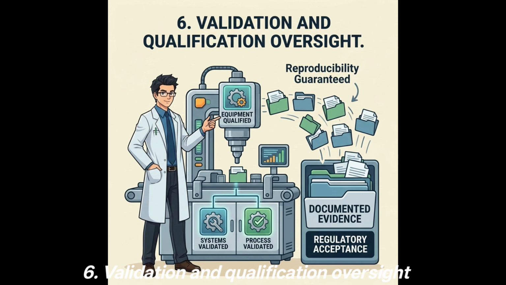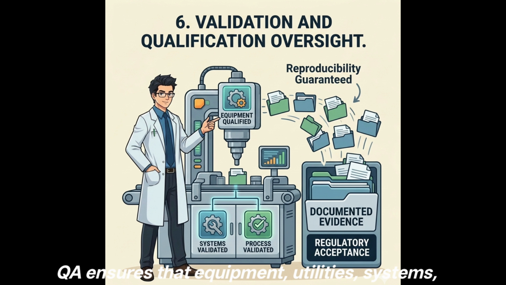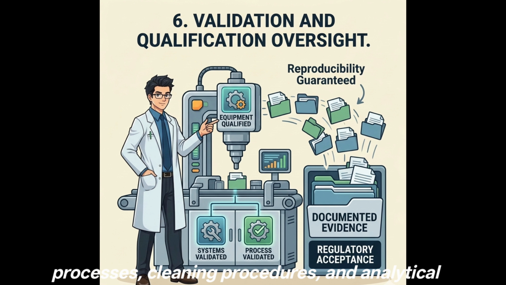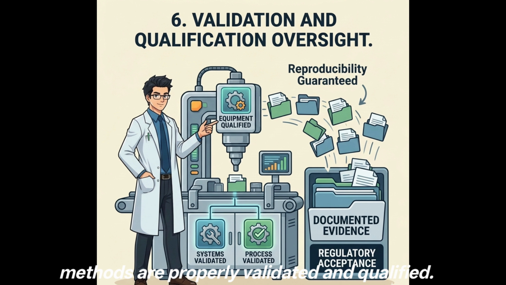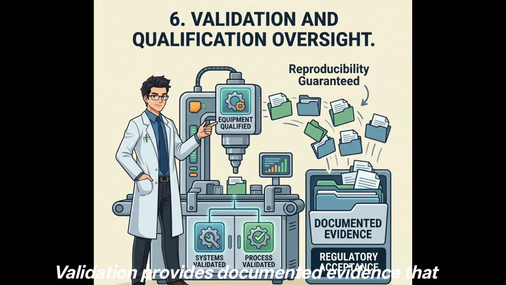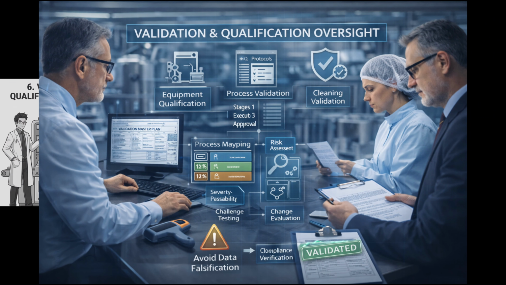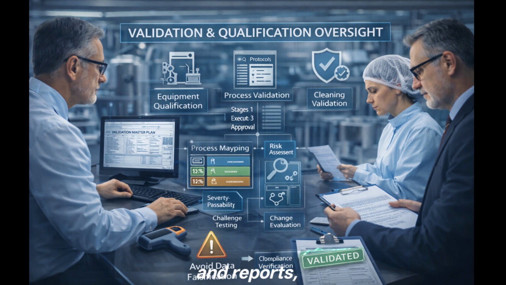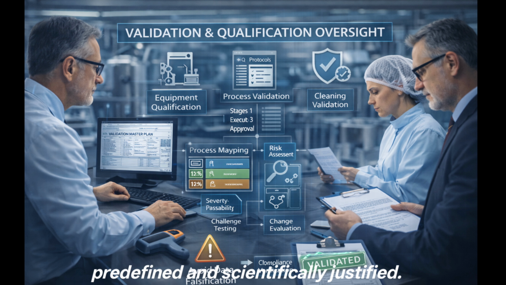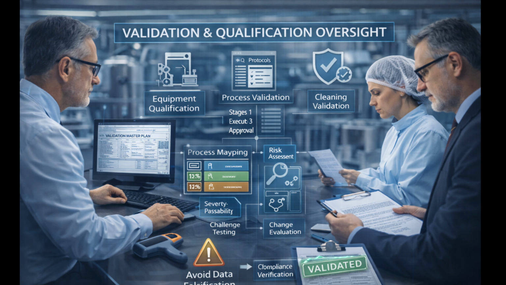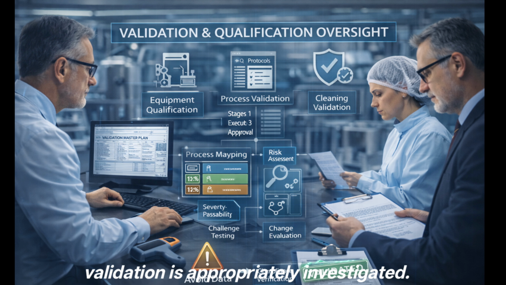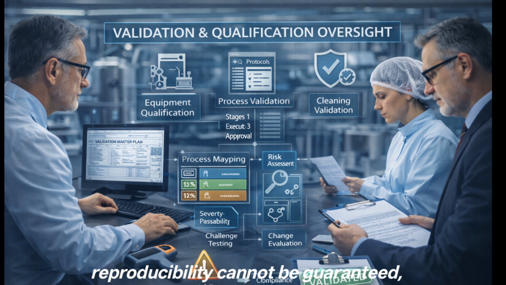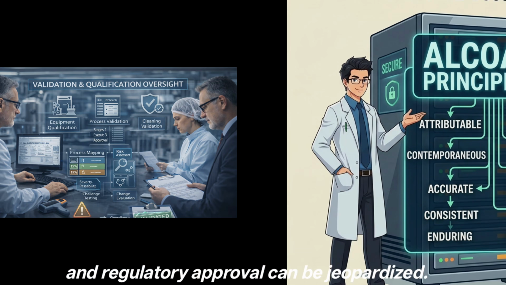6. Validation and qualification oversight. QA ensures that equipment, utilities, systems, processes, cleaning procedures, and analytical methods are properly validated and qualified. Validation provides documented evidence that systems perform consistently and reliably within defined limits. QA reviews and approves validation protocols and reports, ensuring that acceptance criteria are predefined and scientifically justified. They verify that any deviation during validation is appropriately investigated. Without proper validation oversight, process reproducibility cannot be guaranteed, and regulatory approval can be jeopardized.